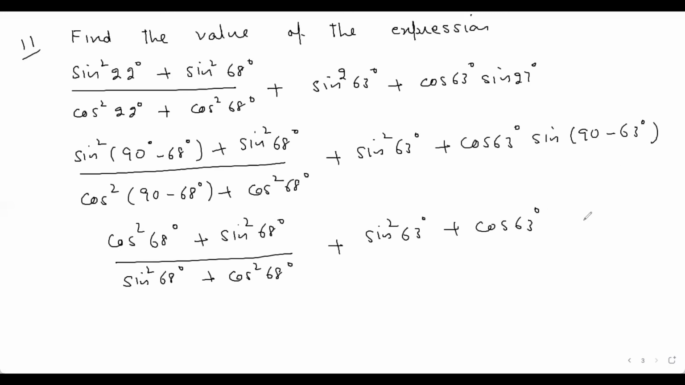Now this is cos square 68 degree plus sine square 68 degree upon sine square 68 degree plus cos square 68 degree, plus here you will have sine square 63 degree plus cos 63 degree. Sine 90 minus theta is cos theta. Now this is 1 plus sine square 63 degree plus cos square 63 degree. Now this becomes an identity. 1 plus 1 is equal to 2. So answer is 2.